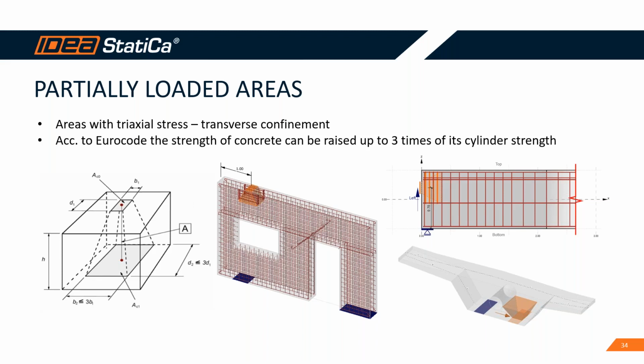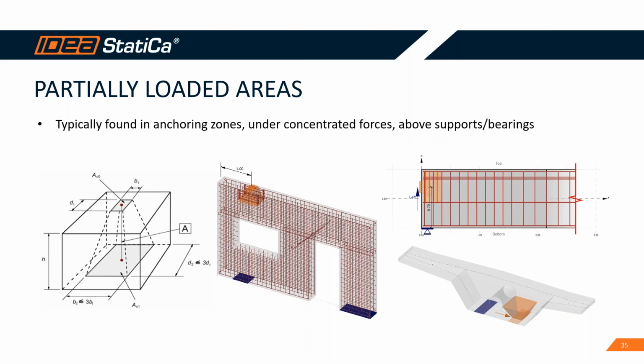According to Eurocode, in these areas, the strength of concrete can be raised up to 3 times its cylinder strength. And here in the pictures, you can see some of the most commonly used examples for these areas. They are typically found in anchoring zones when it comes to beam details or under concentrated forces. For example, if you have a concentrated force acting on a wall and you need to transfer this force correctly into the model. Or they can appear above supports, bearings, typically found in bridge diaphragms, where huge reactions need to be transferred.